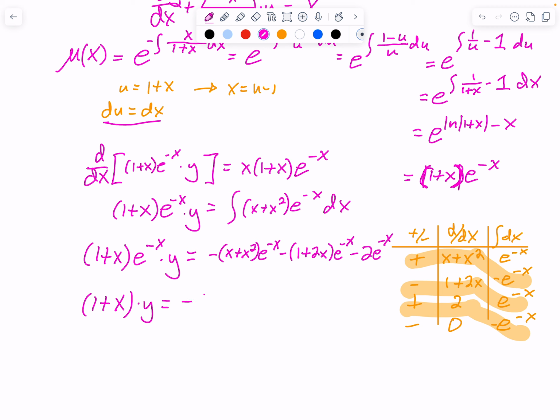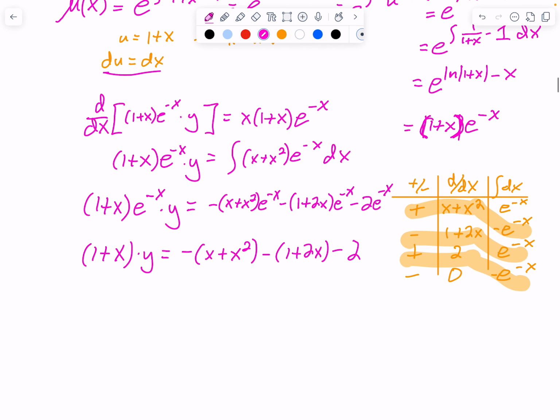And then this becomes negative x plus x squared minus 1 plus 2x minus 2. All right. I guess we could start dividing if we'd like. Remember that this thing here, if I factor out an x, it's x plus 1 times x. So when I divide, dividing everything by it, I'm just going to get a negative x for the first term. Minus, I've got to divide this one. I don't think it cleans up at all.